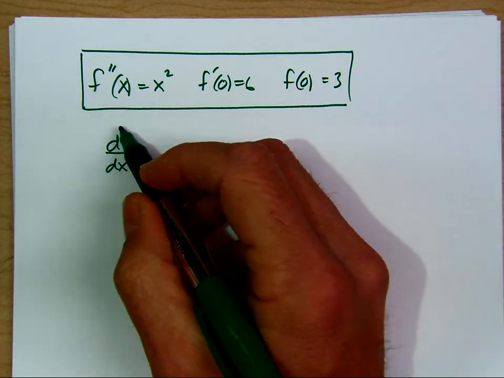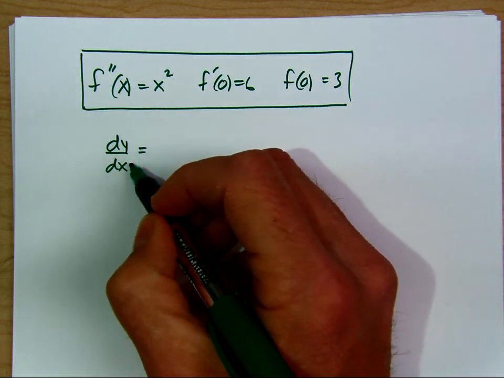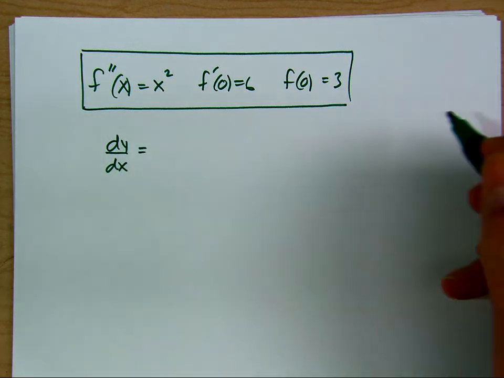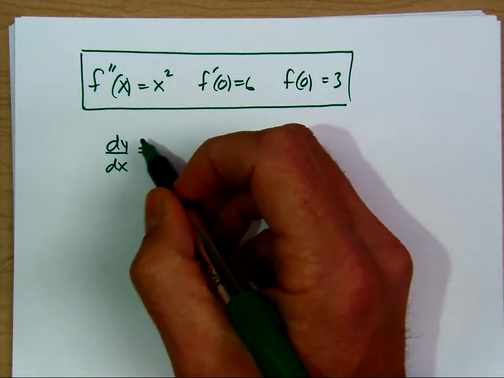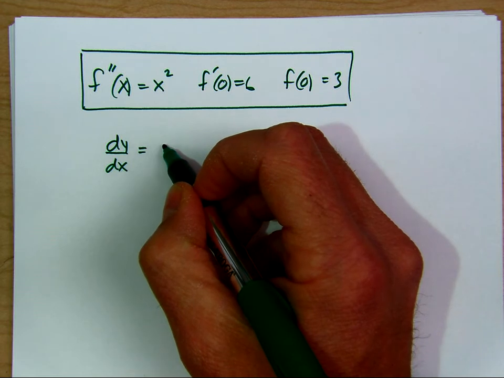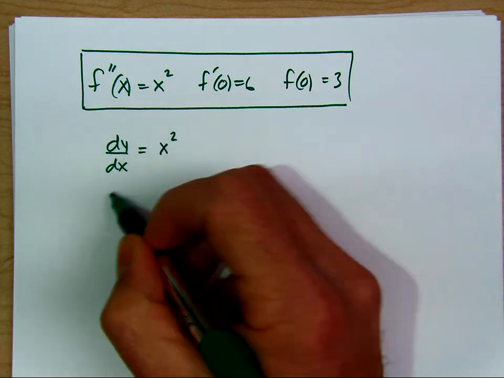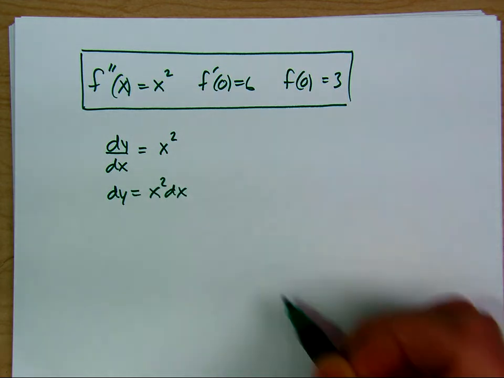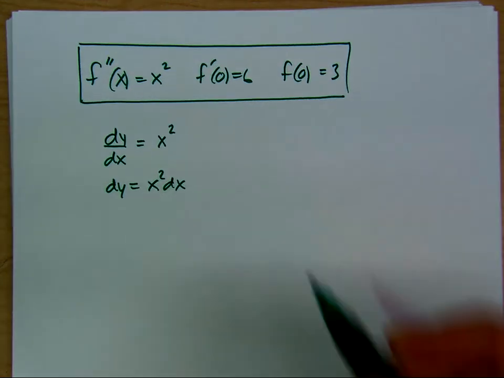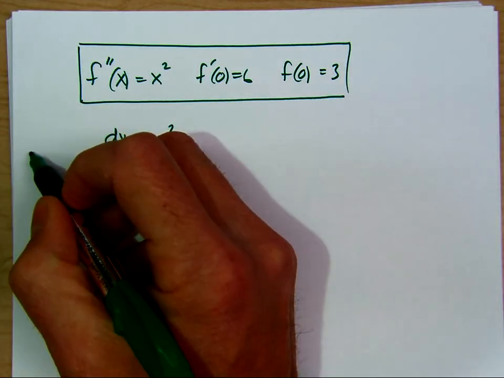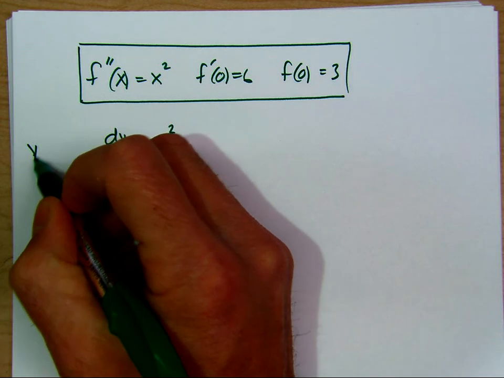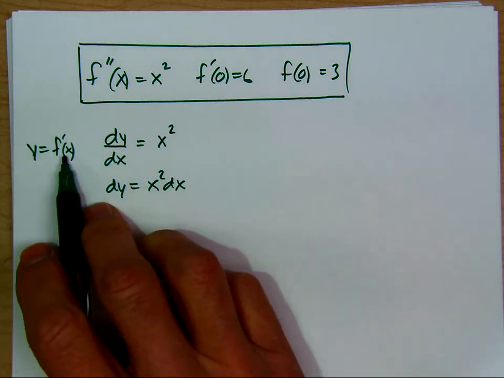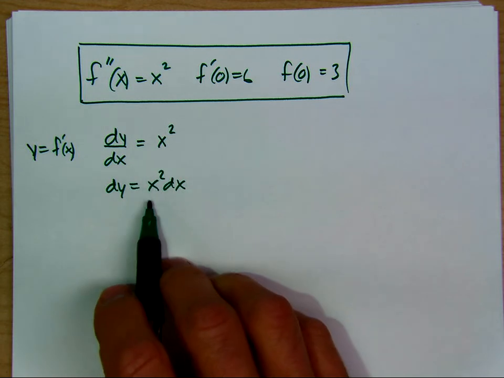Second derivative should be d squared y dx squared, but we can just say we're moving up one level to the first derivative. So if we write it like this, another way to say this would be if y equals f prime. If we let y equal f prime, then this is the correct notation.